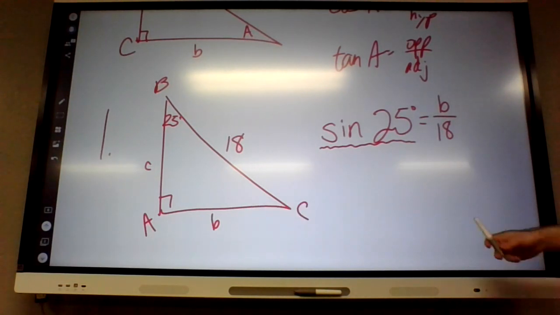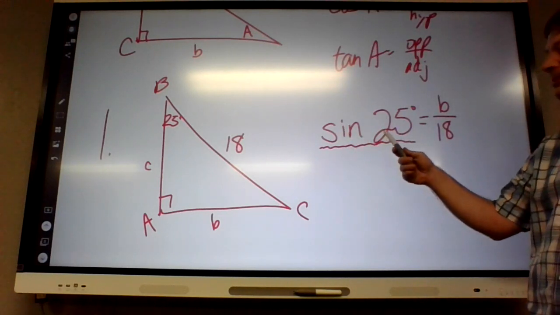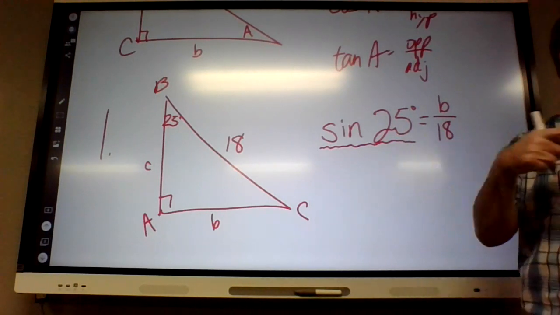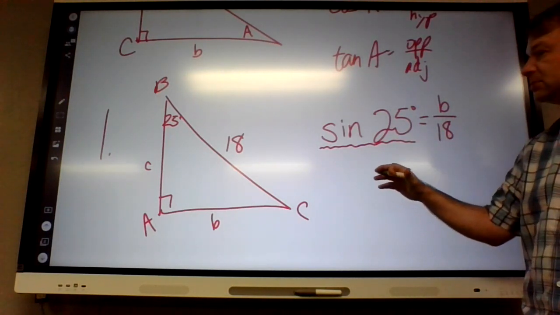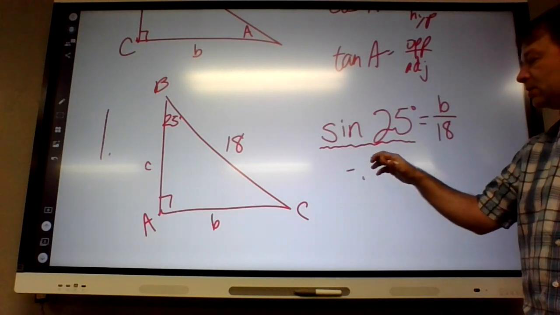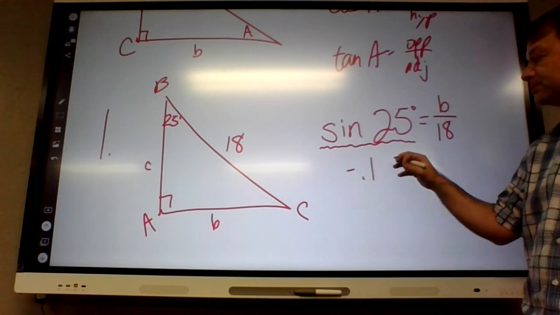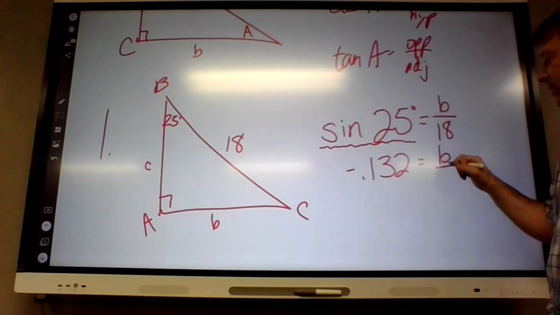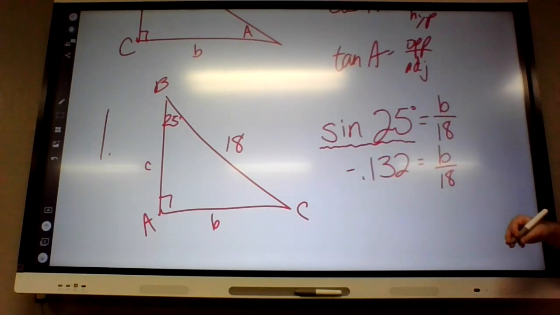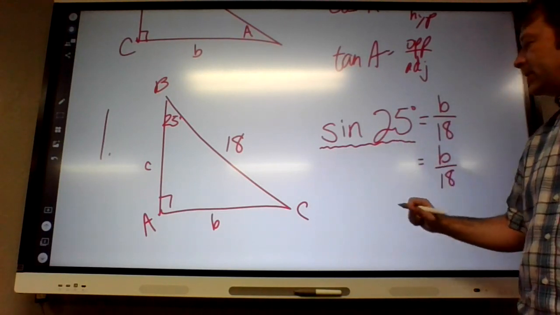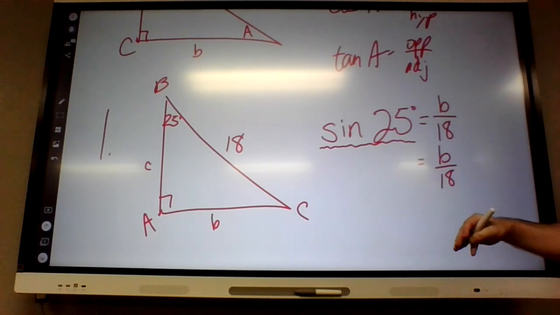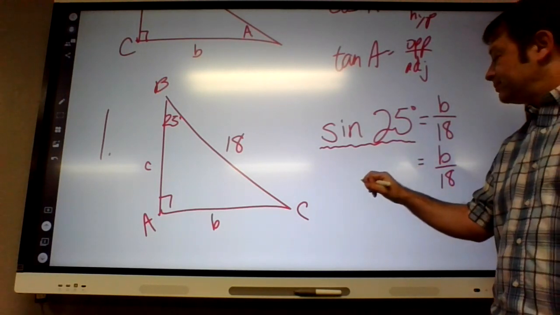Okay. So somebody plug this in the calculator so we get a visual here. Sine 25. I got negative 0.13. Negative 0.13 what? Okay, did you round correctly? I got 0.4. Yeah, I got 0.42. Okay, you need to change your calculator to degrees.